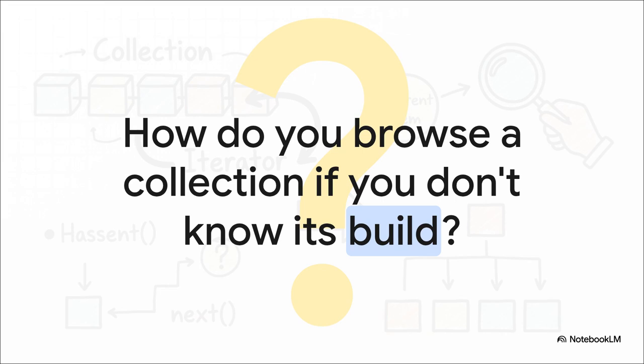So let's just start with a fundamental question, one that pretty much every developer runs into. You've got a collection of items, could be photos, user profiles, whatever, and you need to go through them one by one. Simple enough, right? But what if you have no idea how that collection is actually stored? Is it a list, a tree, some kind of super complex graph? How do you write code that doesn't care about that underlying structure?